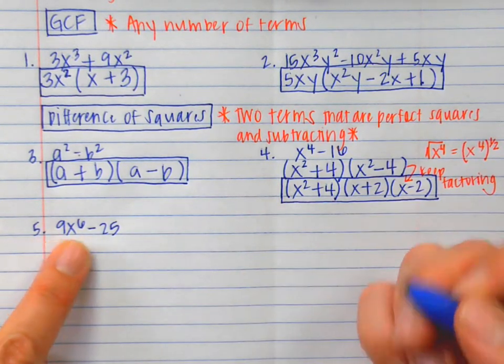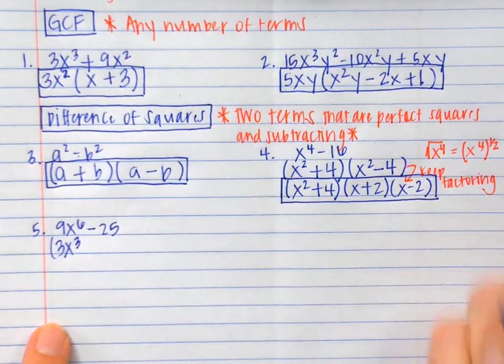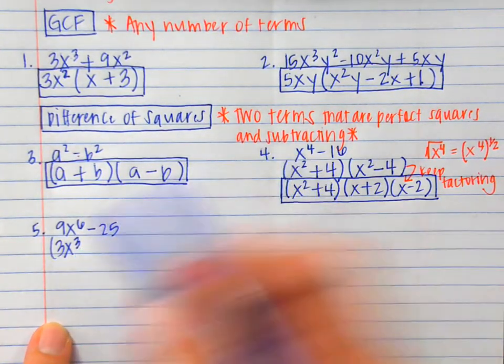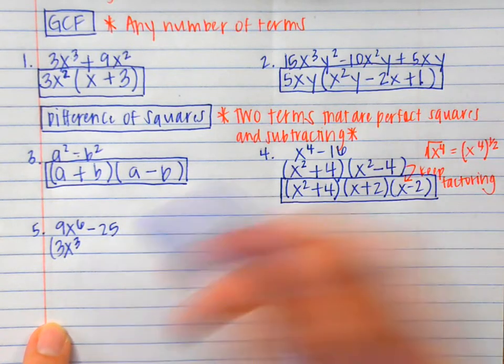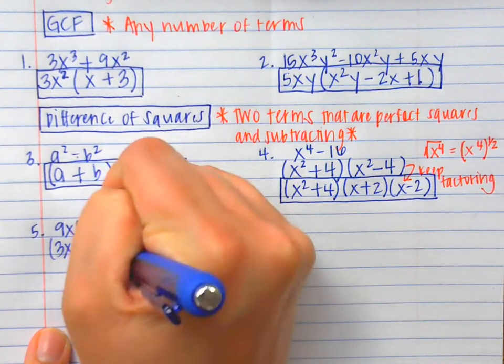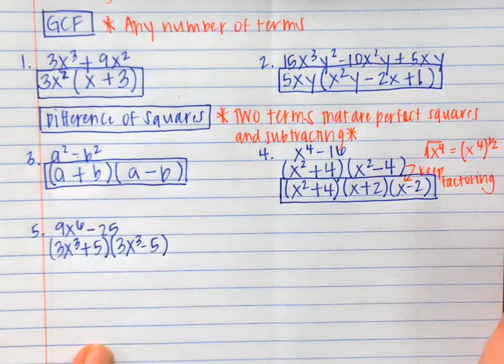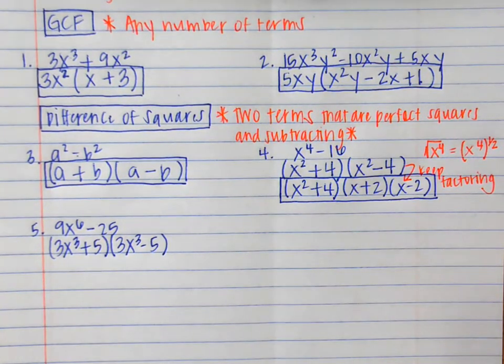So the square root of 9x to the 6th is 3x cubed. 6 divided by 2 is 3. Square root of 9 is 3. And then the square root of 25 is 5. And so factored would be 3x cubed plus 5 and 3x cubed minus 5.